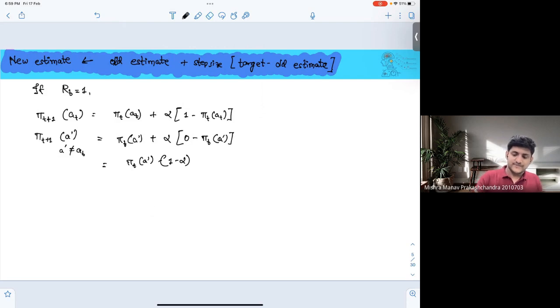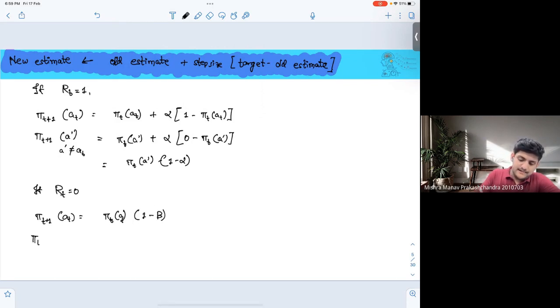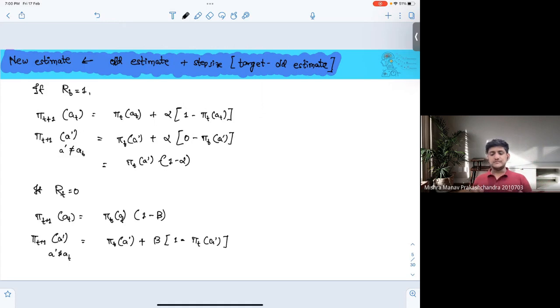Similarly, if I take R t is equal to 0, now my target is 0. Be careful with this. So this is how the policy update changes. Notice all I have done in both these parts is that I've just flipped this equation based on the target that I have, and I have a different step size parameter. For the first case, my step size parameter is alpha. For my second case, my step size parameter is beta.